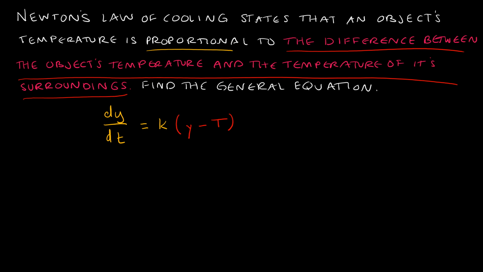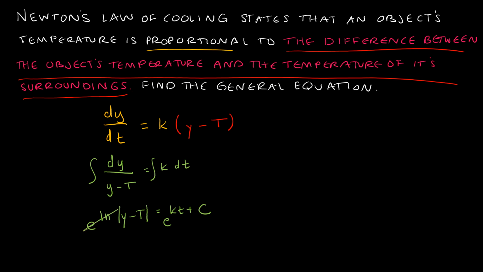So from here, it's just everything that we've been doing. I'm going to get this side to be where my y's go, so this is going to be y minus T, and this side I'm going to have k dt. I'm going to integrate as I have been doing, which gives me the natural log of y minus T, and this side is kt plus c. And again, I'm going through it quickly because we've done this a lot. I'm going to exponentiate each side, so e to the power of each side. On the left-hand side, that gives me y minus T, absolute value.